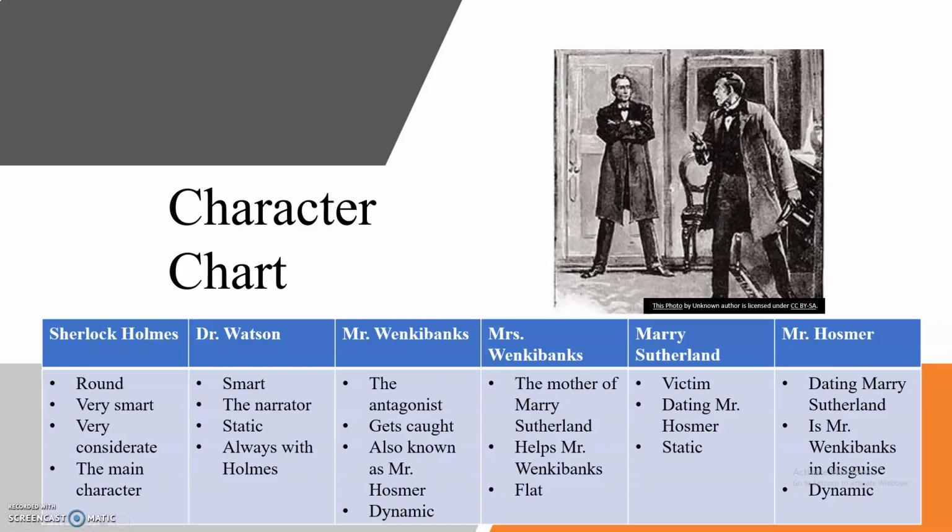The character chart. Sherlock Holmes is a round character, is very smart, very considerate, and is the main character. Dr. Watson is very smart. He's also the narrator in first person. He's a static character, and he's always next to Holmes. He's kind of like his sidekick in a way.